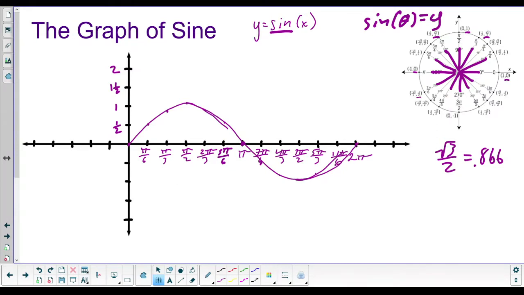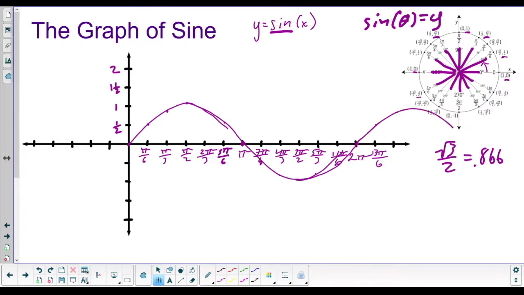Okay, now you're going to say, Mr. Barton, what happens if I keep going? What if I add another 6th of pi? If I go another 30 degrees? So you can do that. This would be 13 pi over 6. That is coterminal with 30 degrees, or pi over 6. So what that means is it has the same sine value, or the same y value. So we just go back up to a half. If you keep doing this, this graph will repeat forever.